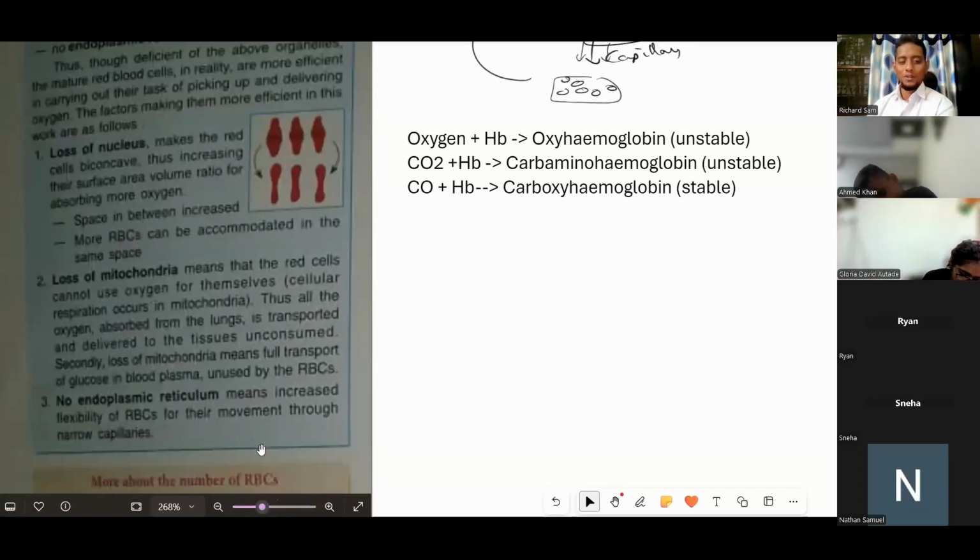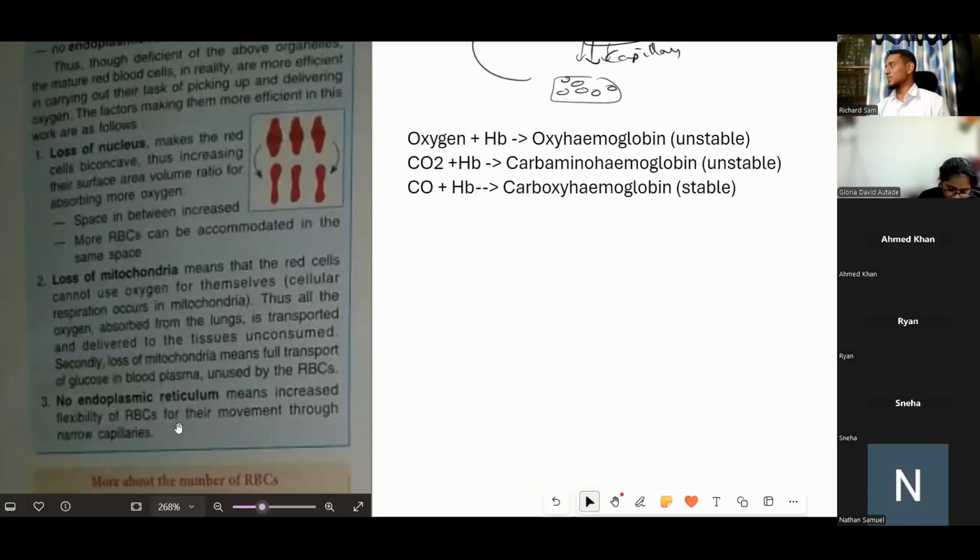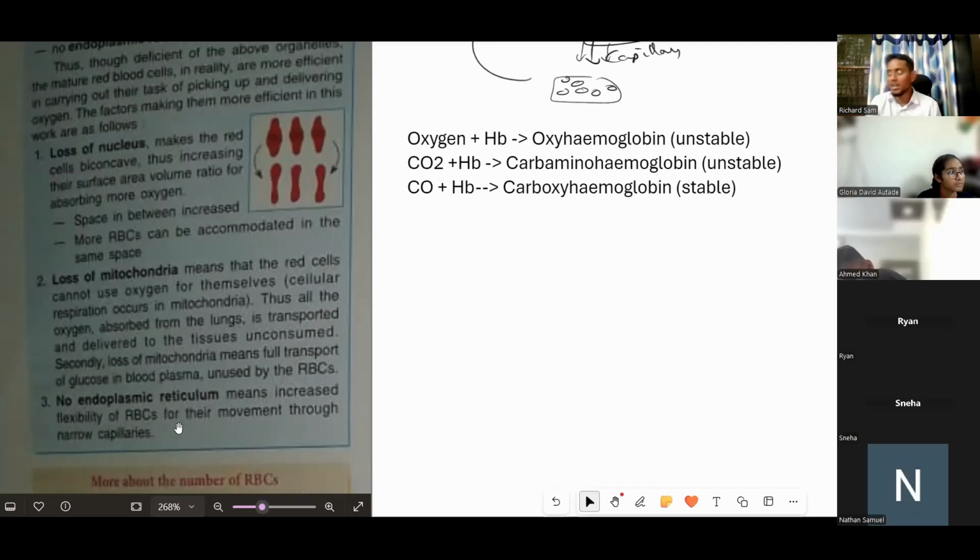Next, endoplasmic reticulum. What is the function of endoplasmic reticulum? You had the first chapter, no? I'm saying, what is the use of endoplasmic reticulum? Okay, that's their connection, but there's another purpose also. Supportive framework. Do you remember that point?